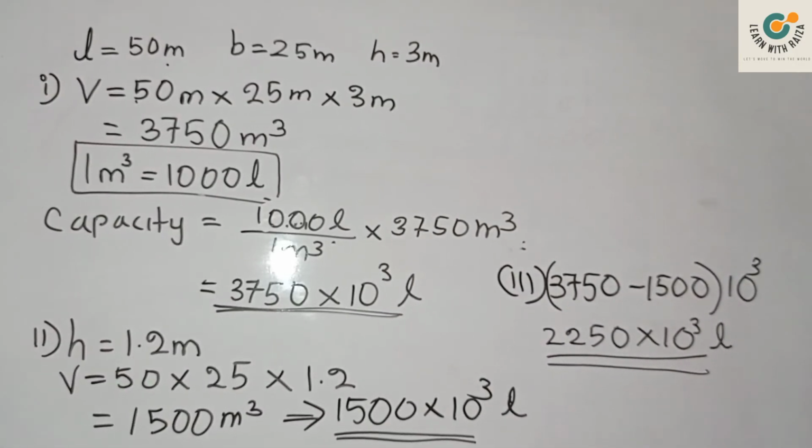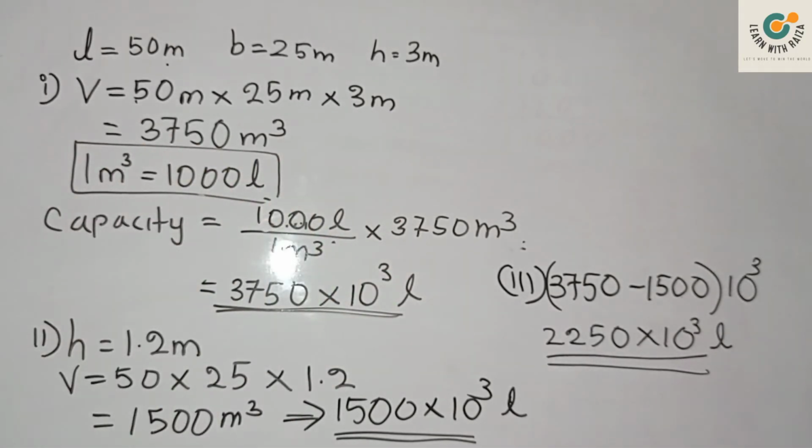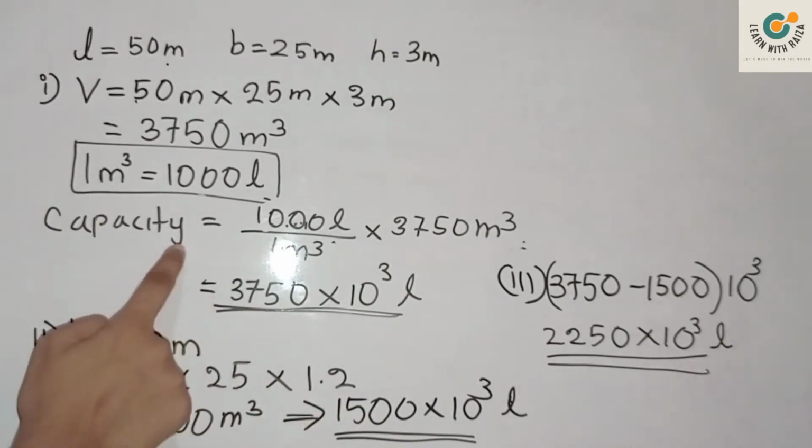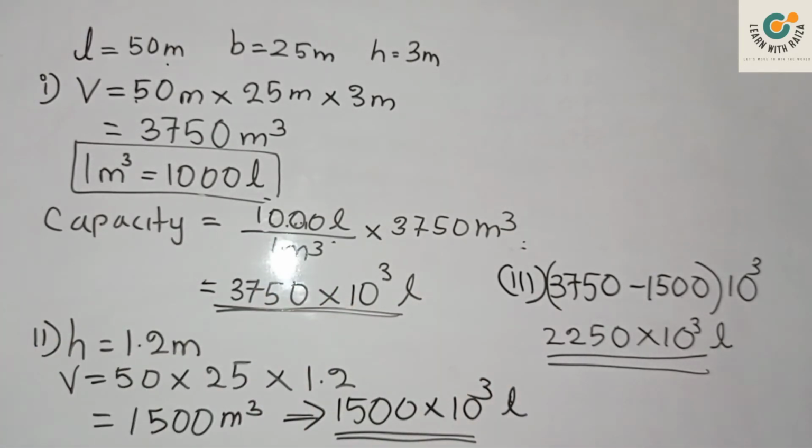So let's see what we did here. First we found the capacity of the swimming pool. Then we found how much is filled in the swimming pool. Then we found the remaining space in the pool. So by subtracting these two volumes, we get the answer. So you have to apply your knowledge of scientific notation as well.